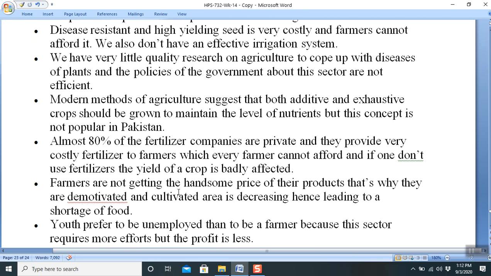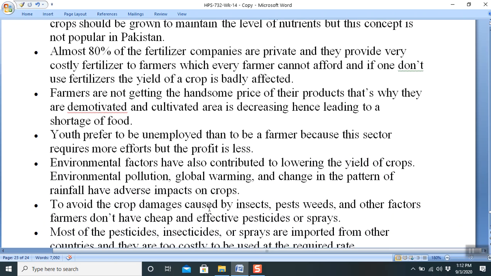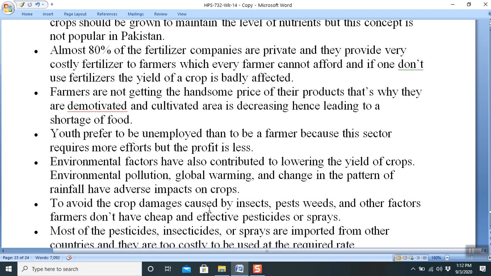Next, farmers are not getting a handsome price for their product. That's why they are demotivated and the cultivated area is decreasing, hence leading to a shortage of food. Farmers are not getting the price. Who is responsible? The middleman, the commission agents sitting in the cities, in the markets, who have taken contracts, pool it among themselves. This is really bad. They earn most of the chunk from the end customer.